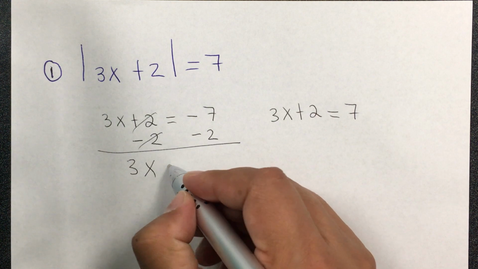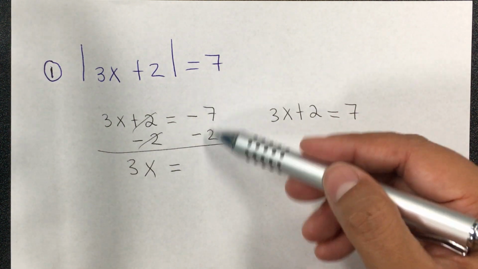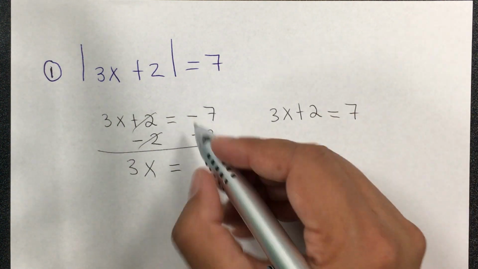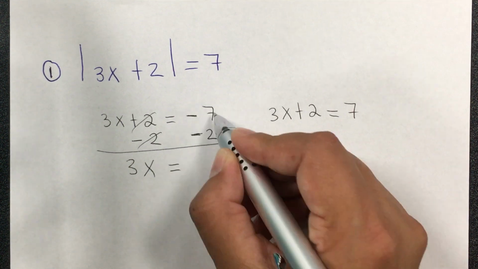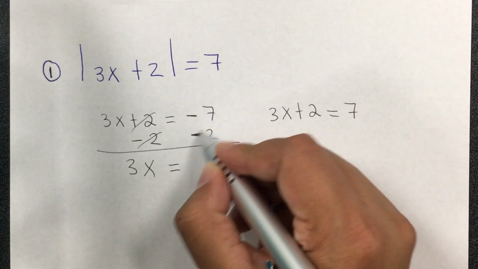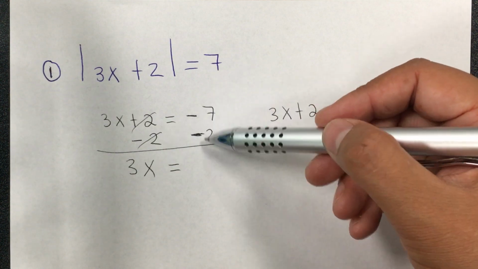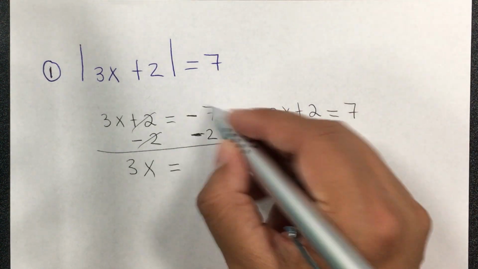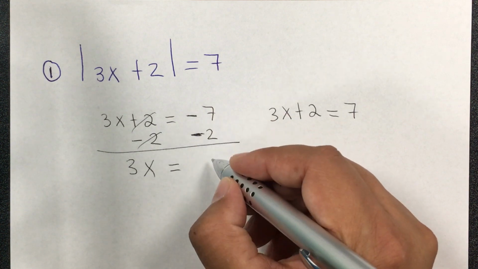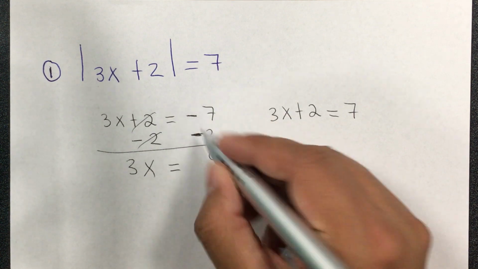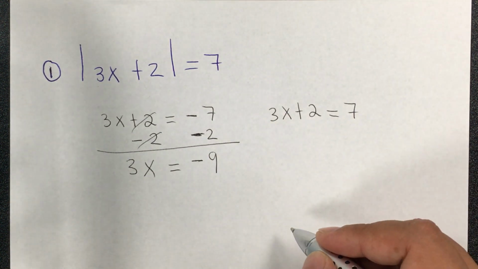3x equals, remember that subtracting doesn't necessarily mean subtracting. Now we take this as -7, this is -2. When we have two negatives, it's addition of negatives, okay? We add and keep the greater sign. 7 plus 2 is 9, and the greater sign is 7, which is a negative.